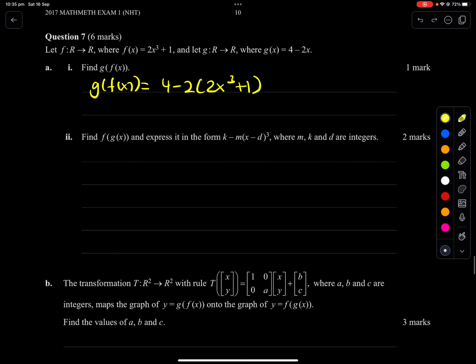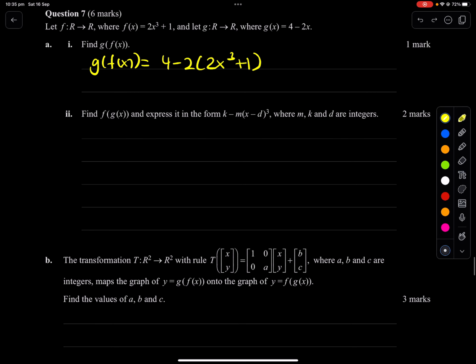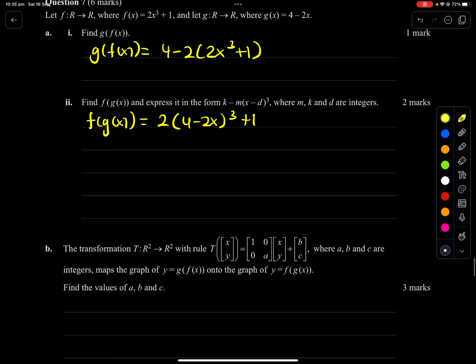Find g of x and express it in this form. Okay, so f g of x is 2, 4 minus 2x to the power 3 plus 1. And because we want this x to be positive, we can take a common factor of -2. So it'll be -2 here, plus x, power 3 plus 1.